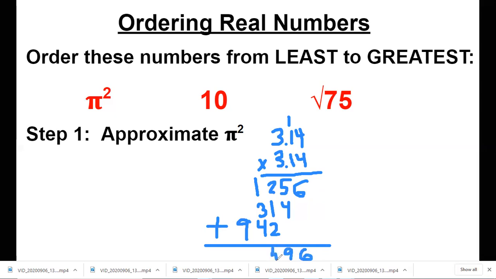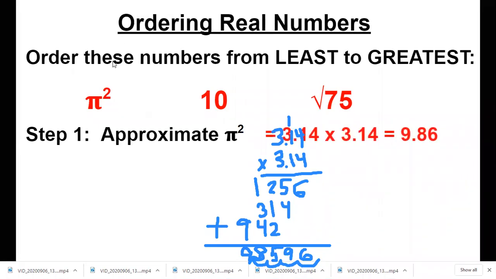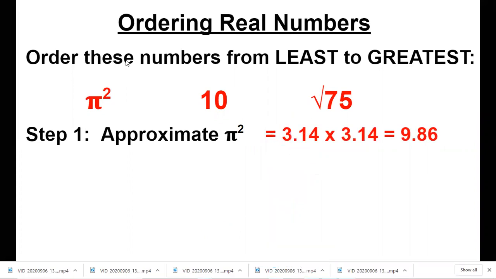So 6, 9, 5, 8, and 9. And then where's my decimal going to go? Well, we have 1, 2, 3, 4 numbers after the decimal. So we start at the end and we count 4. 1, 2, 3, 4. So it's approximately 9.8596. So that is what pi squared is, 9.8596. And there we're going to round it to 9.86. So there it is in decimal form.